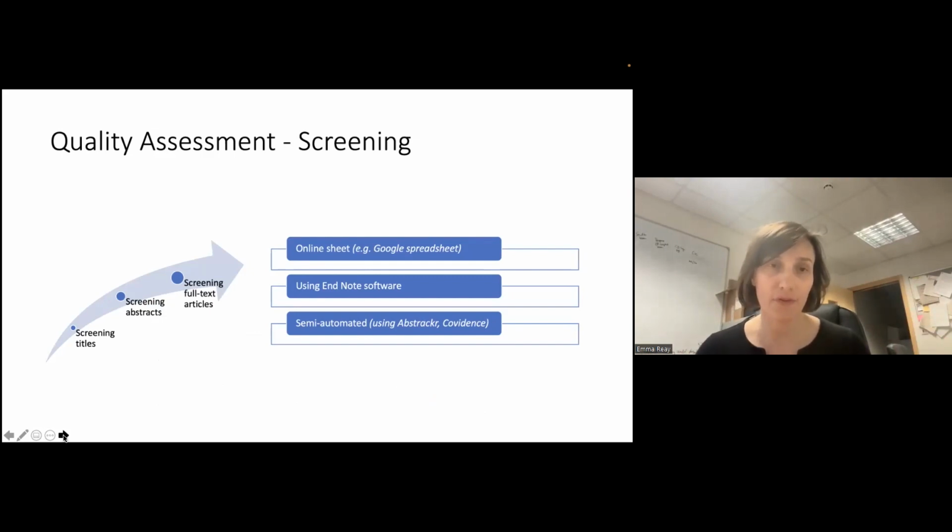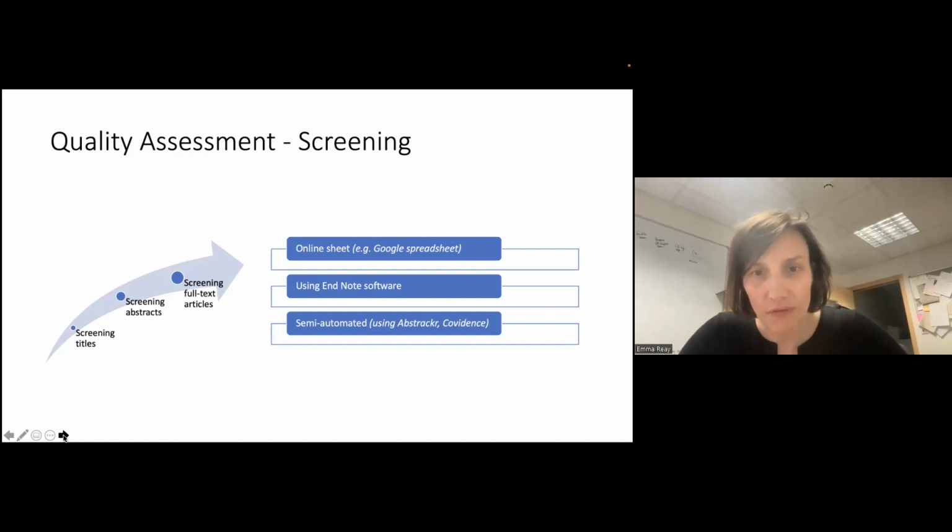You need to assess them for quality so that you are comparing the best papers, essentially. So first of all, you want to screen titles, and then screen abstracts, and then screen the full text articles. And this is the bit that takes a long time. There have been a lot of electronic advancements in the last few years to make things easier.